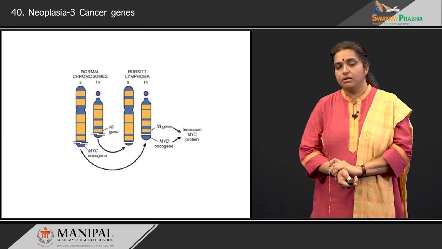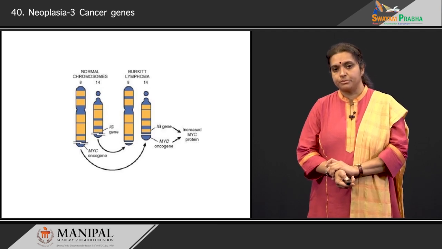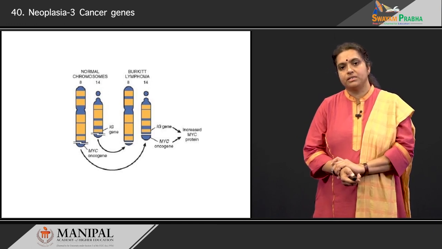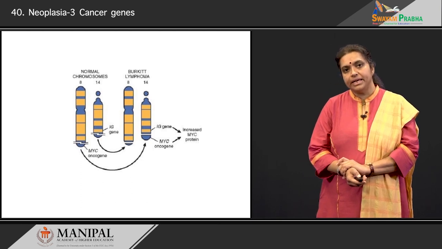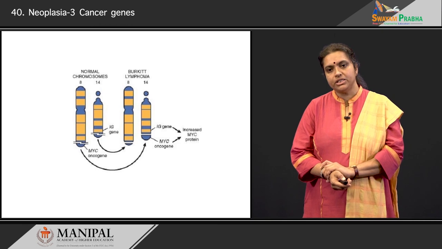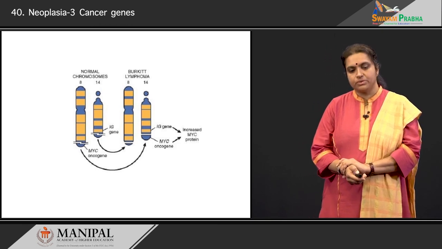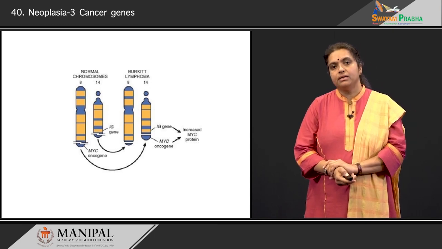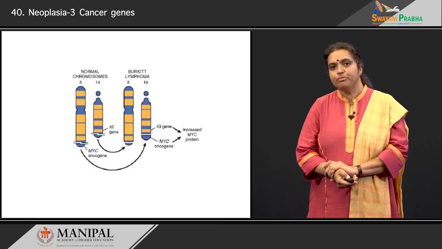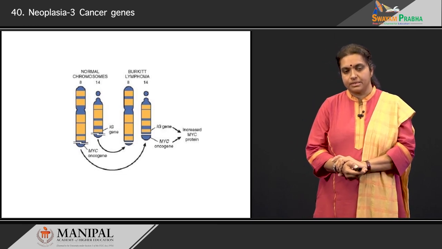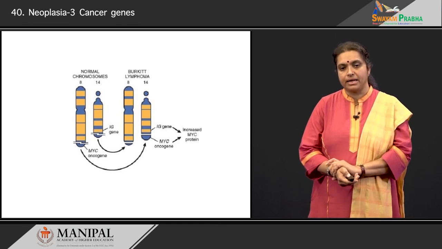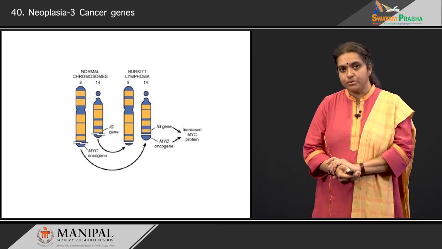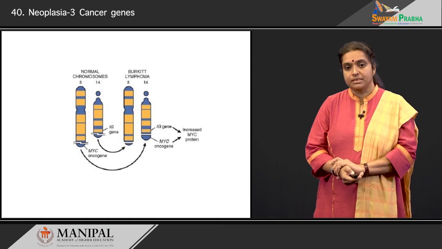MYC is a gene that codes for a transcription factor. Now, this is placed next to an immunoglobulin gene that is present on chromosome 14. So, you have an 8-14 translocation wherein the Ig gene is placed next to the MYC oncogene. This results in increased MYC protein being formed, and increased amounts of MYC protein cause increased transcription in the cell. So, this is one effect that can happen because the oncogene is placed next to a gene that promotes or enhances the transcription of the gene.